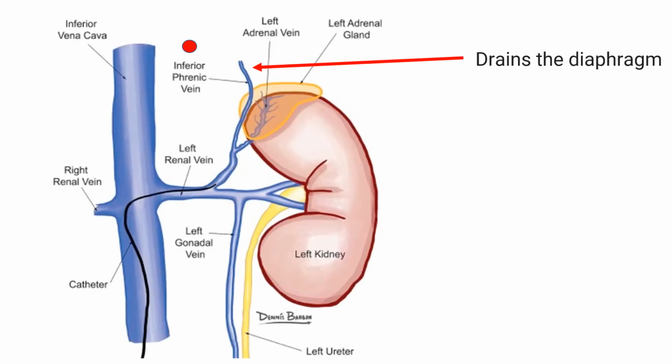And this is the inferior phrenic vein. It simply drains the diaphragm. What I mean by draining the diaphragm is simply taking deoxygenated blood from the diaphragm and returning it back to the heart.